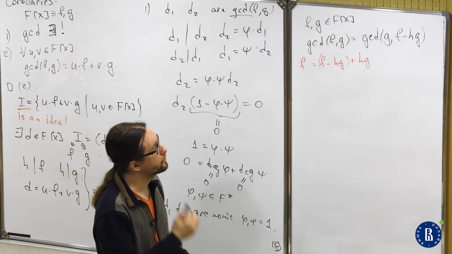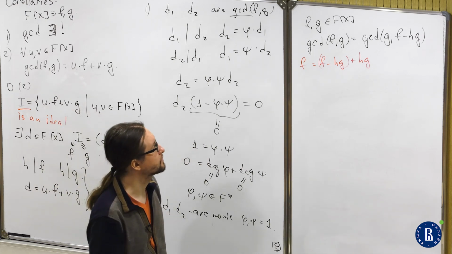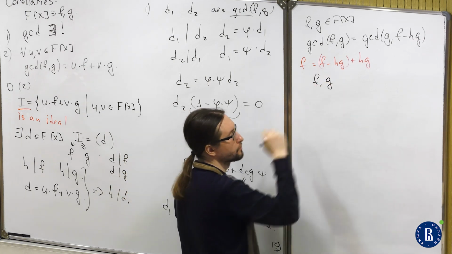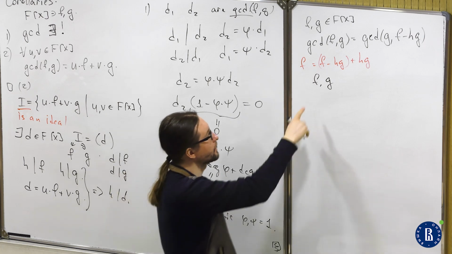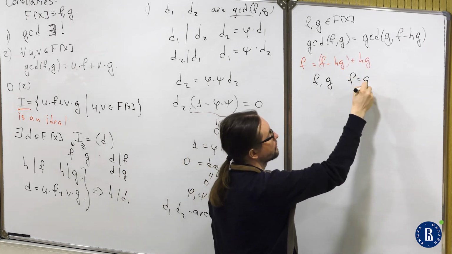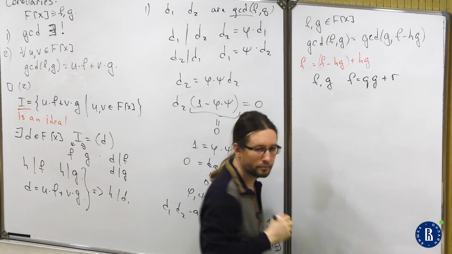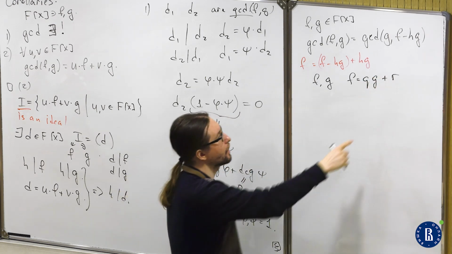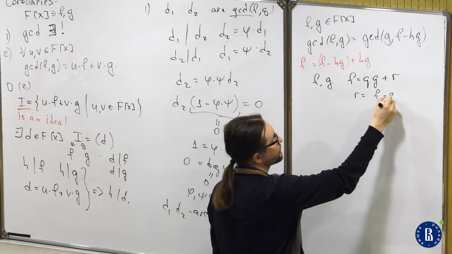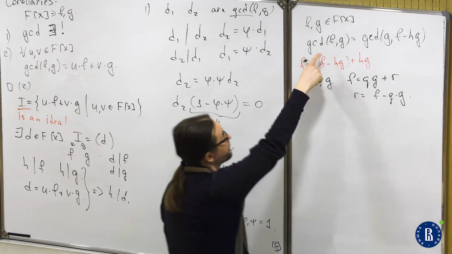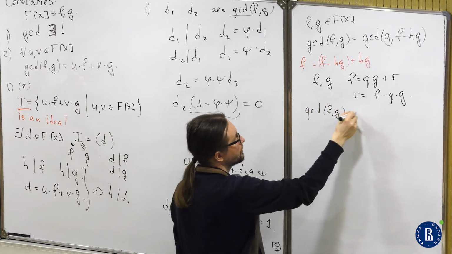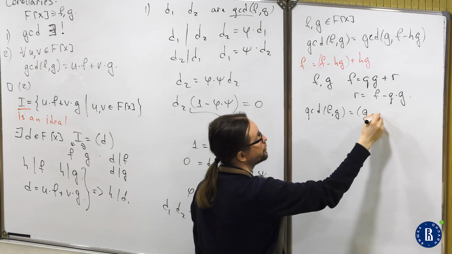But now, how do you compute the greatest common divisor? Here is an algorithm. You take two polynomials, f and g. Then you divide f by g with the remainder. So you write something like this: r is equal to f minus q times g. So by this formula, the greatest common divisor of f and g equals the greatest common divisor of g and r.